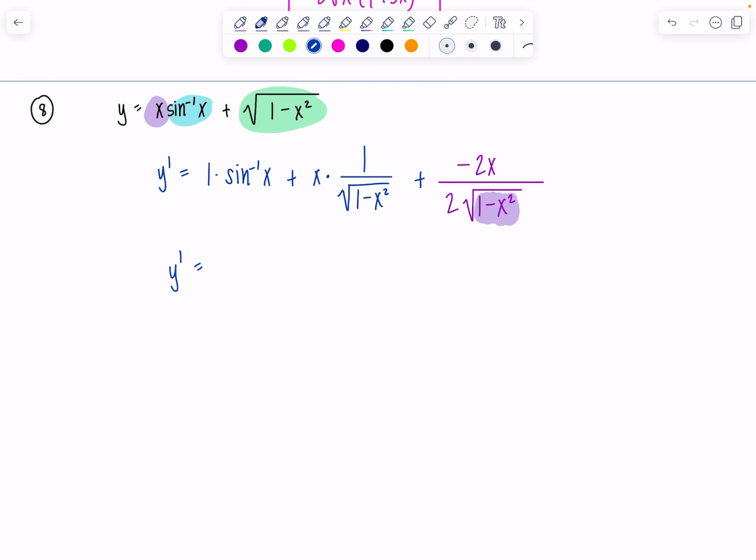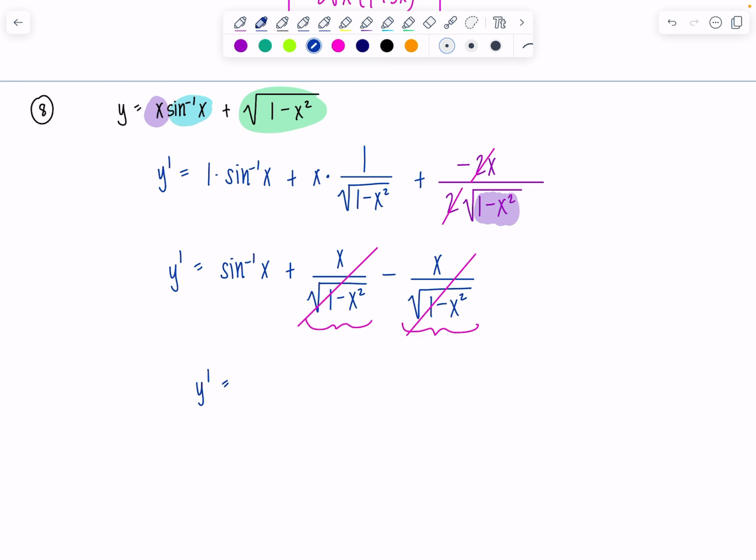Y prime equals, this is just going to be sine inverse of x plus x over rad 1 minus x squared. And then look, these 2's cancel. I have a minus sign, so I'm going to write minus x over rad 1 minus x squared. Very nice. Okay. And then, lo and behold, these are the exact same term. They're being subtracted, so they're gone. So our final answer, y prime, is just sine inverse of x.